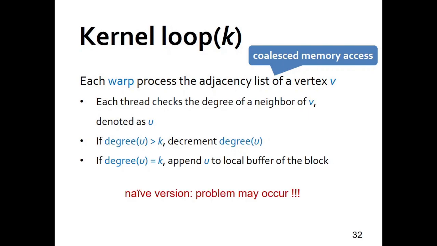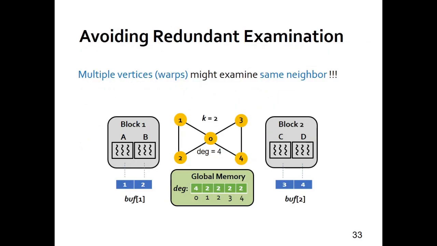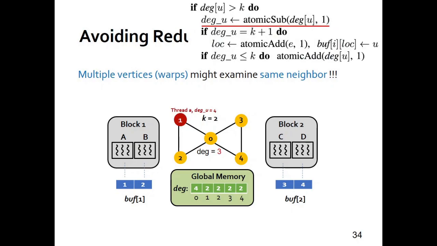However, this is still a naive version. It can cause problems due to parallel execution of the warp. To illustrate a potential problem, consider this graph where all the vertices have a core value of 2. When k equals 2, vertices 1, 2, 3, and 4 are appended to the buffer and their neighbors' examination is done in parallel. Thread A finds the neighbor of vertex 1, that is vertex 0.